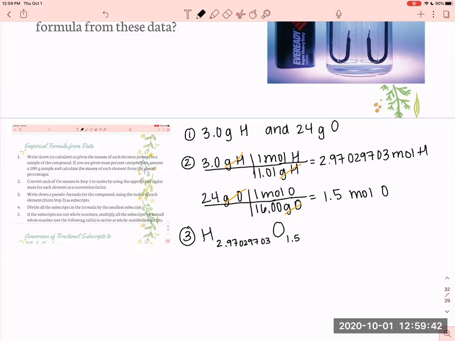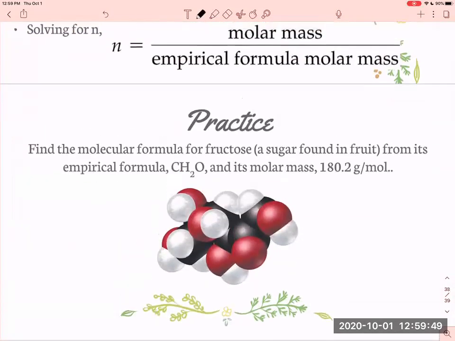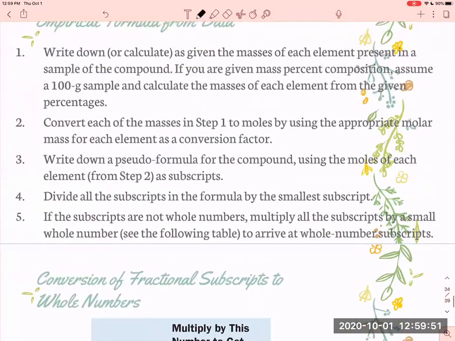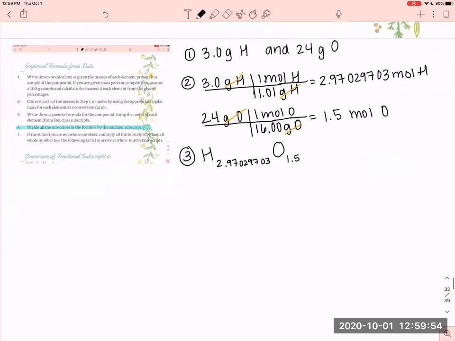So step 4 is divide all the subscripts by the smallest subscript. This is the step people forget the most often. So really try to remember that step 4 is probably the most important step because it is going to help you get whole numbers as fast as you can. We cannot round this. You cannot say 2.97 is 3 and 1.5 is 2, because what would you get? H3O2? You know that's not water. So we know we can't do that.